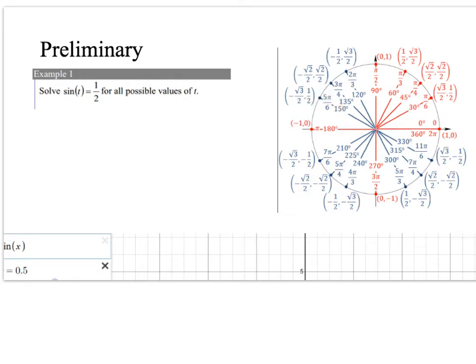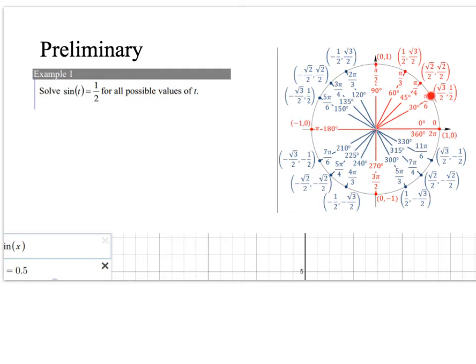Notice the sine's 1/2. Now if we look at the other places where the reference angle is 30 degrees, or pi over 6, down below the x-axis we see the sine is negative 1/2. And over here the sine's also negative 1/2. So those two are not solutions to this equation, because we aren't looking for when the sine's equal to negative 1/2, but when it's equal to positive 1/2. So we've got two solutions here, but they're looking for all possible values.